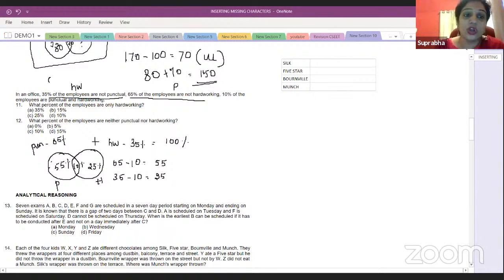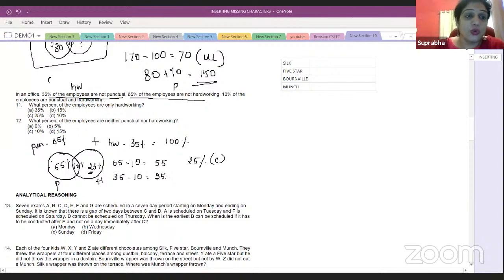Now I'll go to the question. What percentage of employees are only hardworking? The answer for that? Yes, Shraddha, good. What about others? The answer is here only. Only hardworking. 25%. So your answer for the first will be 25%. I think it is option C.